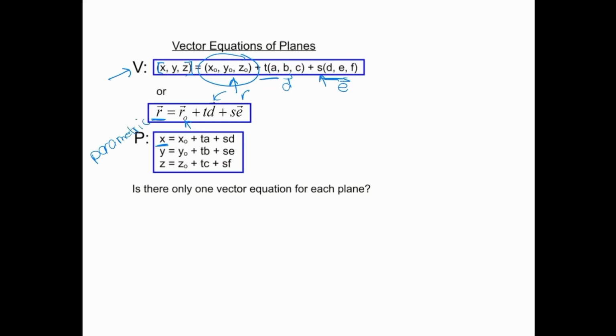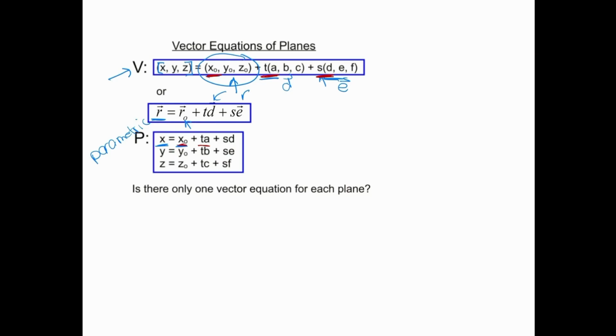So the x component of the parametric vector is just the x component of the position vector, this x naught, and then it's going to be plus a scalar multiple of the x component of direction vector number 1, so we have t times a, plus a scalar multiple of the x component of direction vector 2, this is s times d. So it's the same for all 3 components, x, y, and z. We have x naught plus ta plus sd, y would be equal to y naught plus tb plus se, and our z component would be equal to z naught plus tc plus sf.